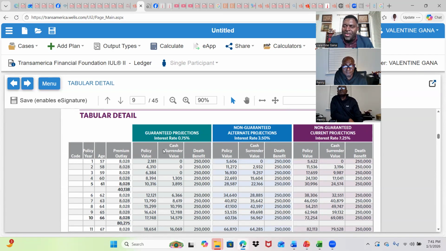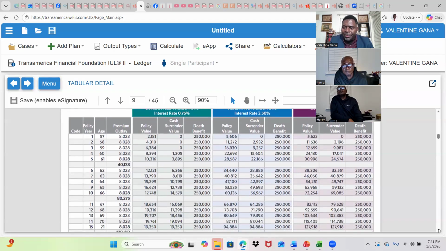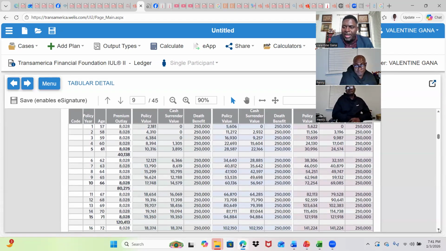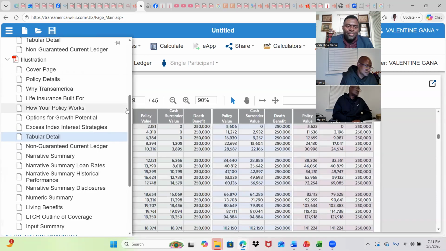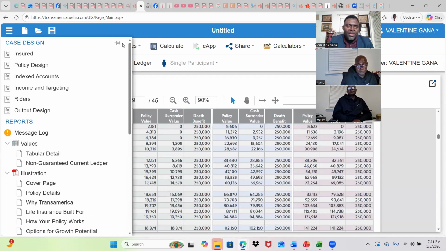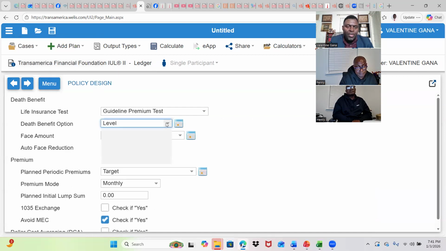I select graded, because with graded, as your cash increases, your death benefit also increases. So as you can see, with level, your death benefit is staying constant. Now, let me go and select graded, and we take a look at that. Graded, and do calculate.